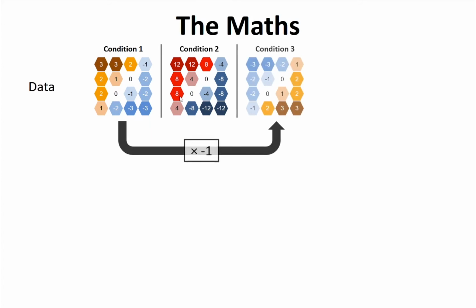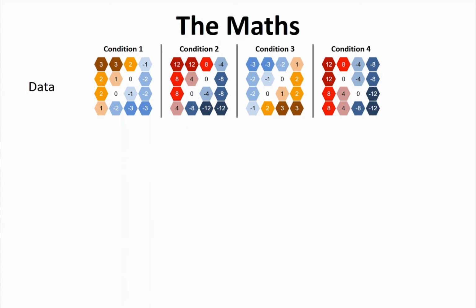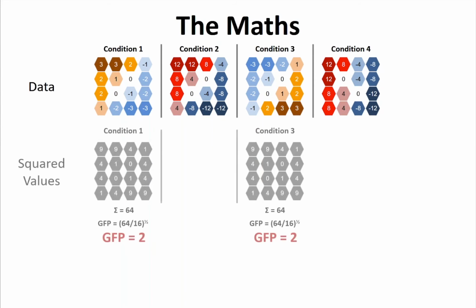You can also imagine a third condition where I've inverted the value. So I've multiplied each electrode by -1. And then a fourth condition where I took condition number 2 and I've moved around the electrodes in space. So I've changed their distribution in space. So let's calculate now global field power for each of these conditions. To do that, what I need to do is at each electrode take the squared value, add them up, and then divide it by the number of channels, 16, and then take the square root.